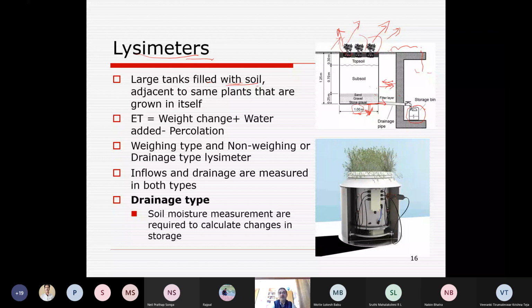So lysimeters are basically large tanks filled with soil and plant condition where crop is grown, and then weighing. It has two different types. Next we will learn it. If we have weighing at the bottom, we find out the change in weight, it is loss of water into the atmosphere. So what is ET? It is basically the weight change of the system, plus any addition of water. In a weighing system, it will account for any addition or any drainage or deep percolation. It is the change in weight plus water added to the system minus any deep percolation or drainage. We have removed the water.